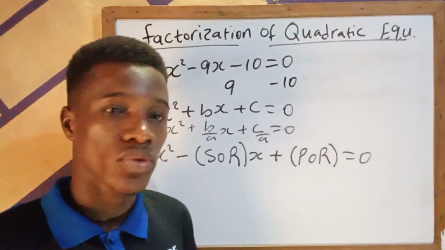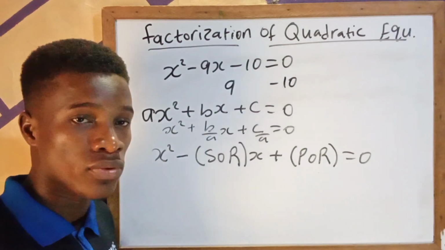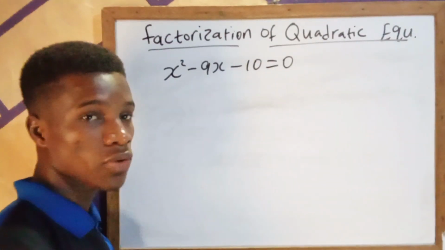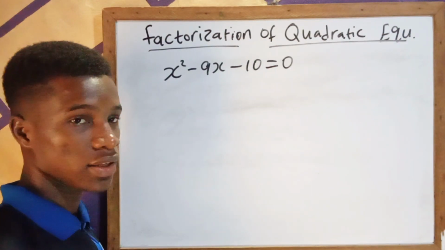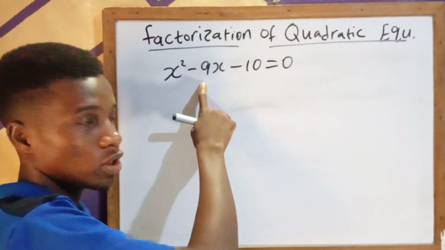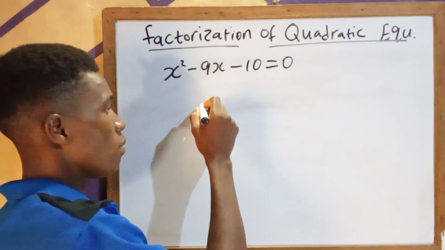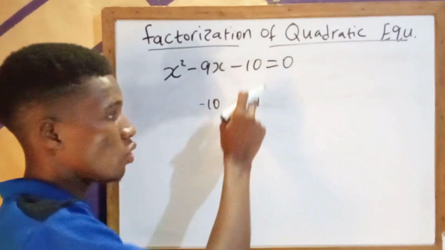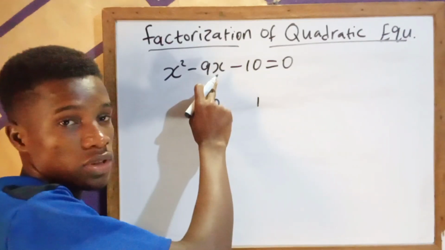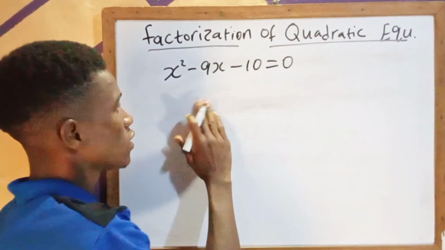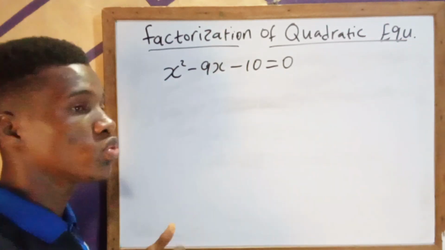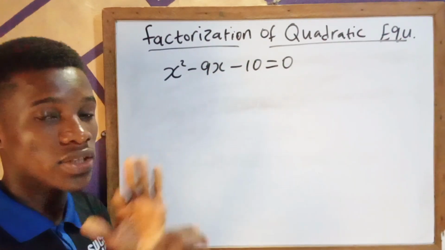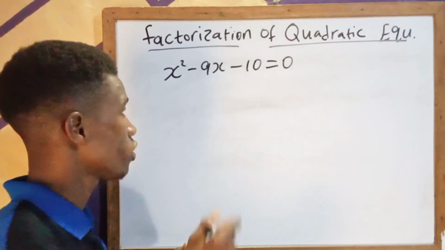So how do we now factorize this? Now we have the sum of roots and the product of roots. From here we see that the two numbers that, when we add them and multiply them, give us these values are minus 10 and 1. When we multiply these two, we get minus 10. When we add them, we get minus 9. So this quadratic equation, we can now use those factors to replace this x so that nothing will change in our quadratic equation. What do I mean?